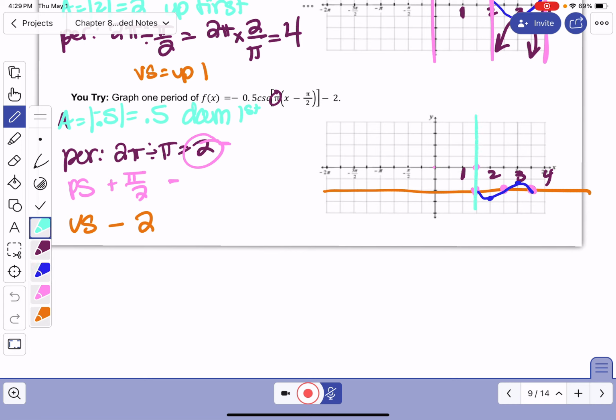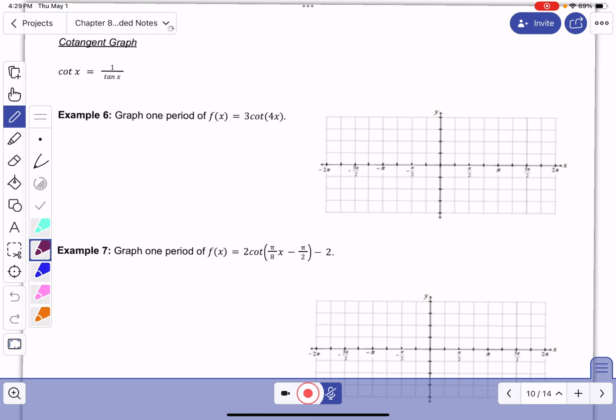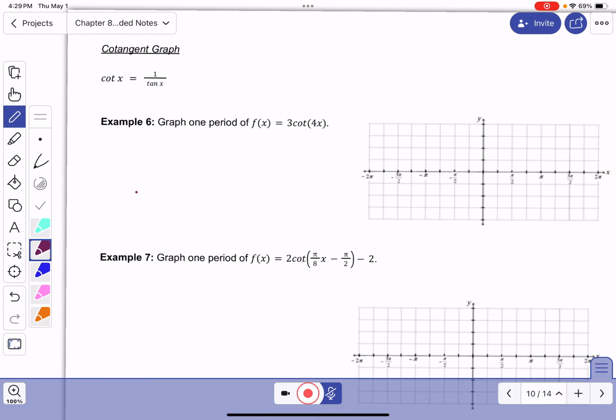Now we're going to turn the dots into asymptotes and flip the curves. So secant and cosecant aren't bad if you know how to do your tan or your sine and cosine. The last part of this section is the cotangent. So same idea, it's just the flip of tangent.